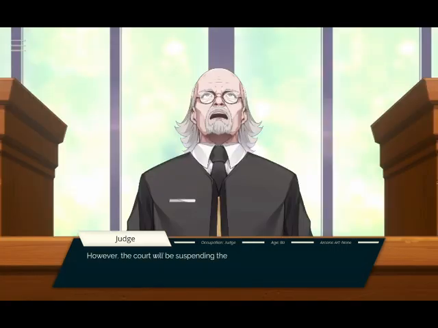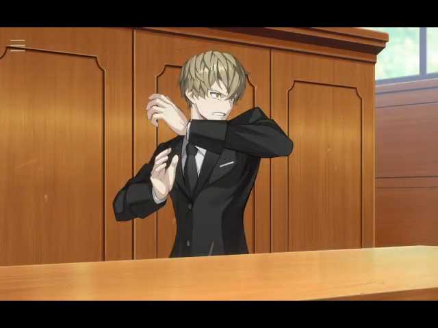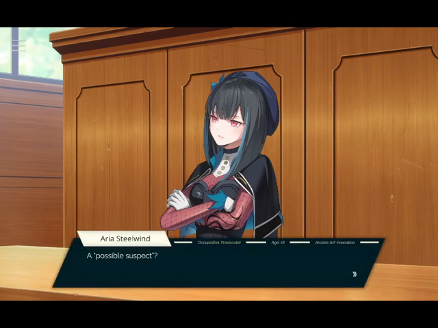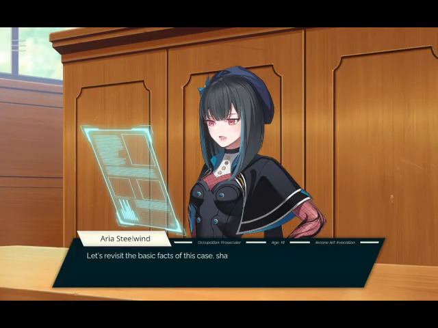Now, however, the court will be suspending the trial of Celeste McCoy until further notice. That is, until Lord Pierce can be investigated as a possible suspect. Objection! Right, she objects. A possible suspect. The very idea is preposterous, Your Honor. Damn it, you knew she was planning something.